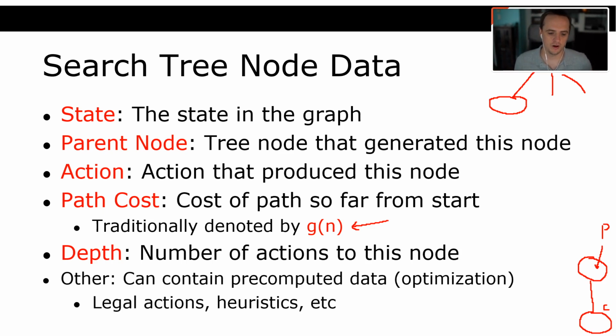We could also store other data within these nodes that might be some optimization for a particular search algorithm. So for example, we could store some legal actions or heuristics, which we'll talk about next class, etc. All right, so these are the things that we would want to store in the tree node.